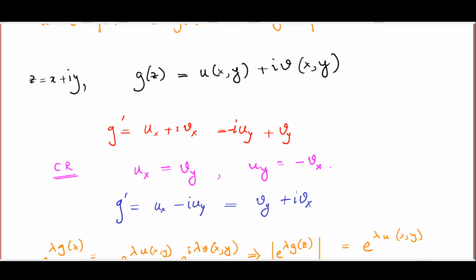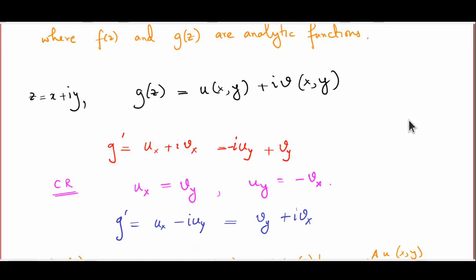Given these conditions, we can write the derivative of the function, g prime, in terms of derivatives of only either the real part or only the purely imaginary part. We can write it either as u_x minus i u_y or v_y plus i v_x. They are both, of course, the same now because of the Cauchy-Riemann conditions.